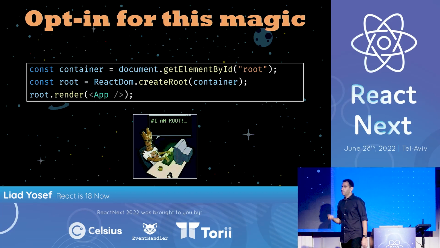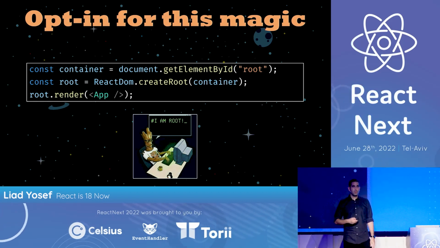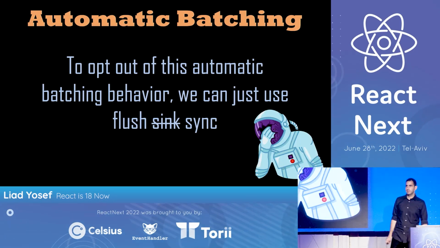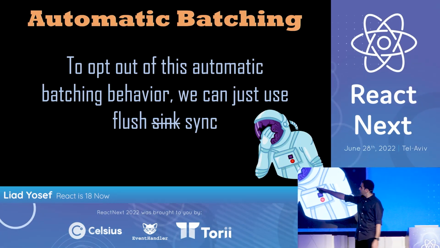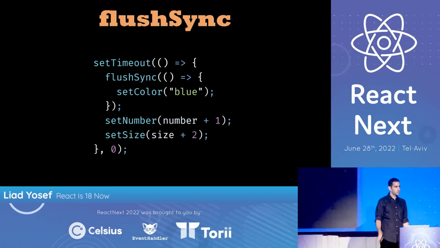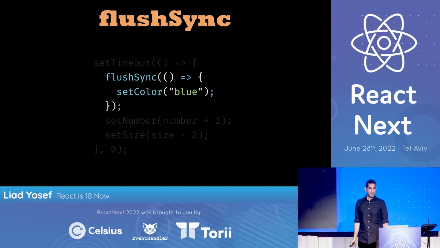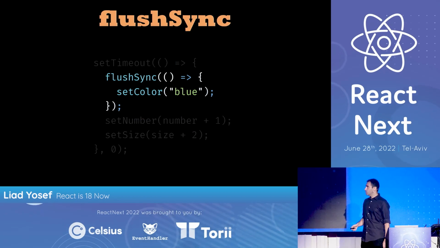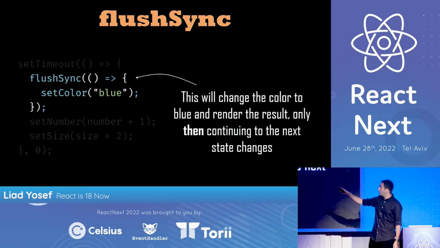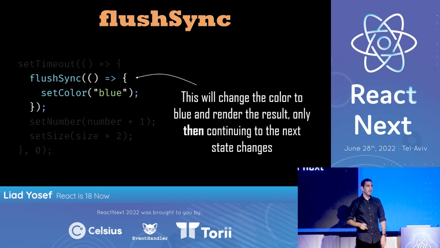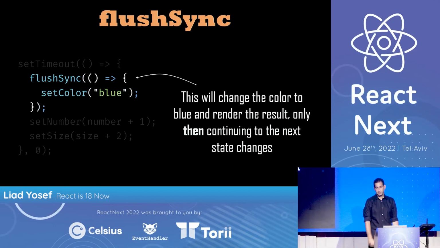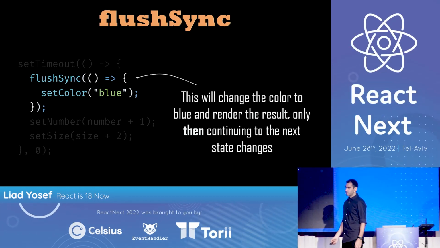What happens if automatic batching does problems? If you want to opt out of it, then you can just use flushSync, with my first dad joke. You can just do flushSync in order to opt out of this behavior. You just wrap your code in flushSync, something like that. And then React will know that this state change is not going to be batched. So it's going to run this state change and then render and then run the other state changes. Okay, automatic batching, that was easy, right?